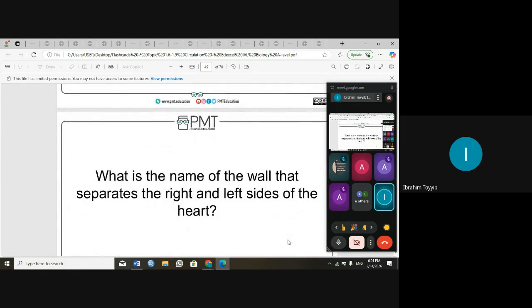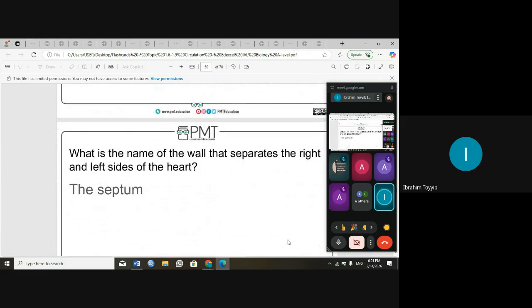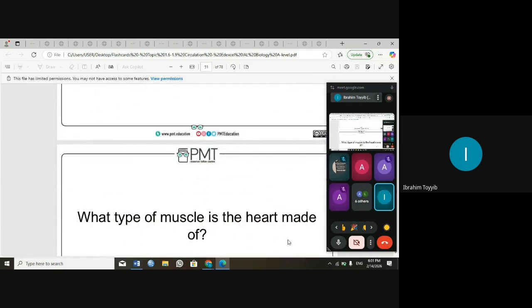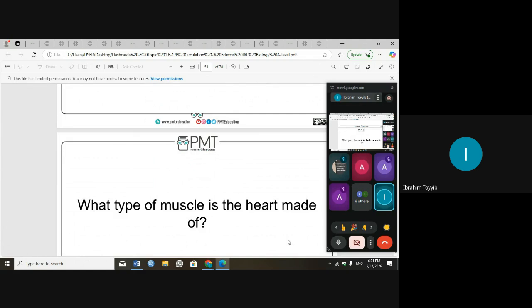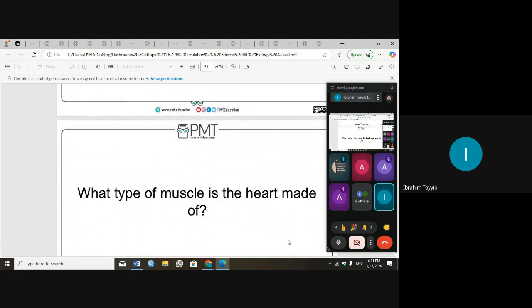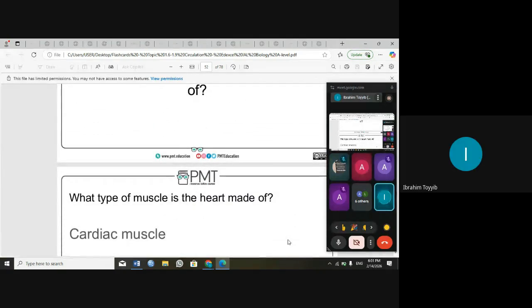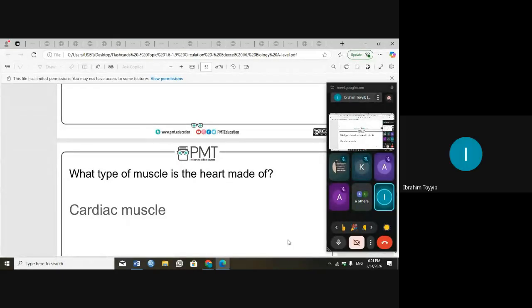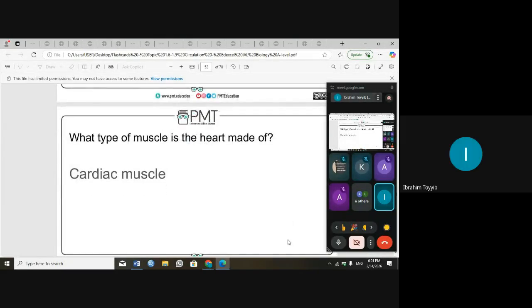What is the name of the wall that separates the right and left side of the heart? Septum. So the septum. What type of muscle is the heart made of? Cardiac muscle. So anything cardiac has to do with the heart. Cardiovascular, anything cardiac has to do with the heart.